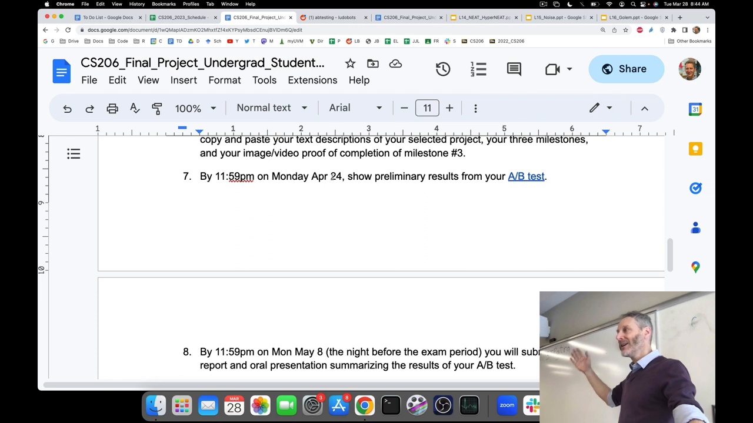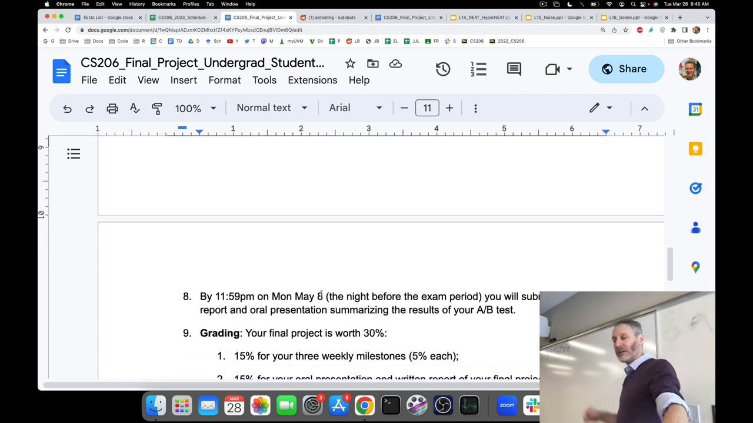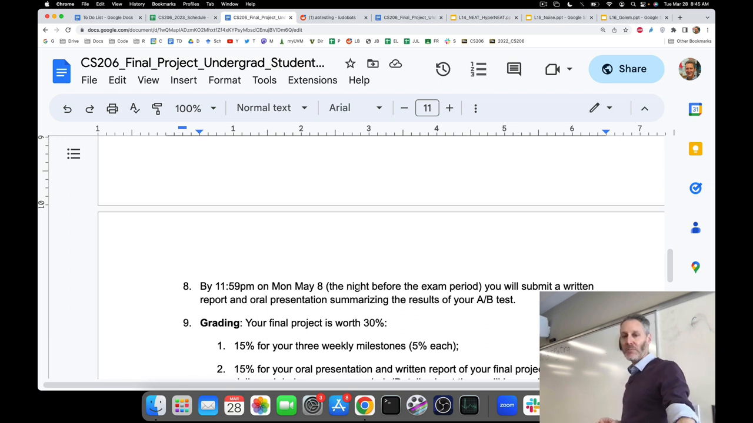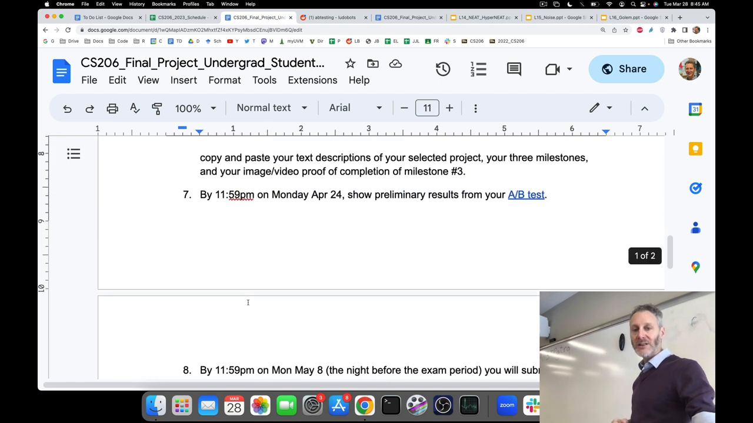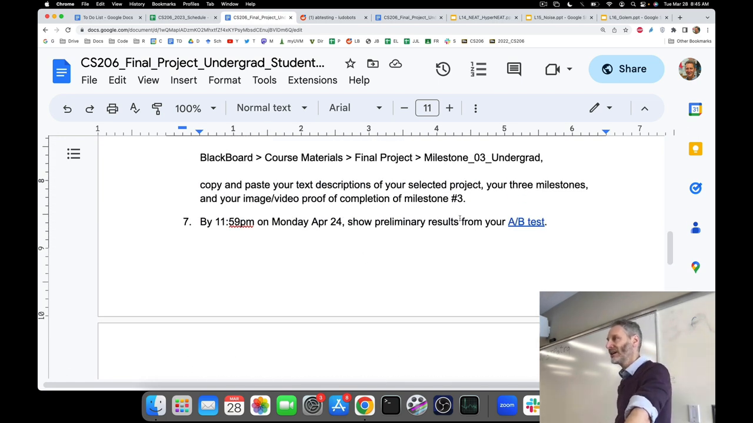Between that last Monday during the semester and two Mondays after that, which is the night before our exam period, you're submitting a written report and a YouTube video, which you'll use for your oral presentation. We'll talk about this. You're submitting two things the night before your exam period. And in that written report and that oral presentation, you're going to show us full results from your A/B test. And you're going to try and prove to us that either B is better than A, that evolutionary algorithm B produces better pronking than evolutionary algorithm A, or it actually made things worse. You swapped in a new evolutionary algorithm thinking it would be better, and for whatever reason, it's actually worse. That's fine too.